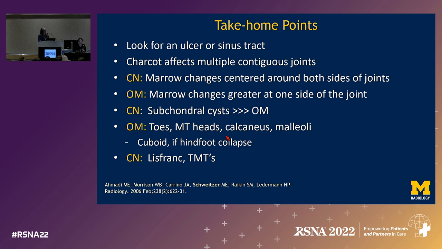We should know that Charcot affects multiple contiguous joints. Marrow changes centered around both joints are seen in Charcot, whereas in osteomyelitis, we tend to see marrow changes greater at one side of the joint than another. And subchondral cysts are one of the key diagnostic criteria seen in Charcot. We tend to see that much less in osteomyelitis. And remember that osteomyelitis affects pressure points, so toes, metatarsal heads, calcaneus, and the cuboid if there is hind foot collapse. Charcot tends to affect the midfoot most often in 85% of cases.